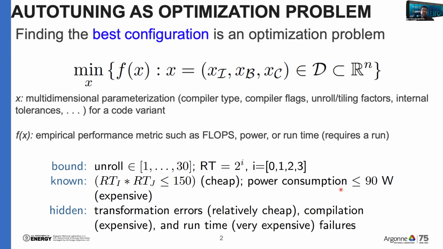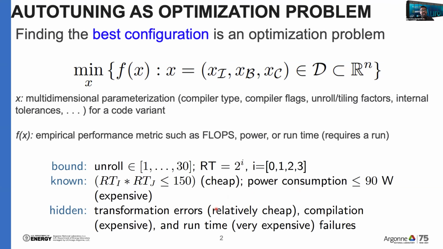The power consumption, there are some constraints that are expensive, right? For example, if you say, okay, I have a power consumption that needs to be satisfied, then without any sort of power model, you have to run the code and measure the power to say whether you are violating that constraint or not. But even in this case, we know those constraints, so these are often called known constraints.